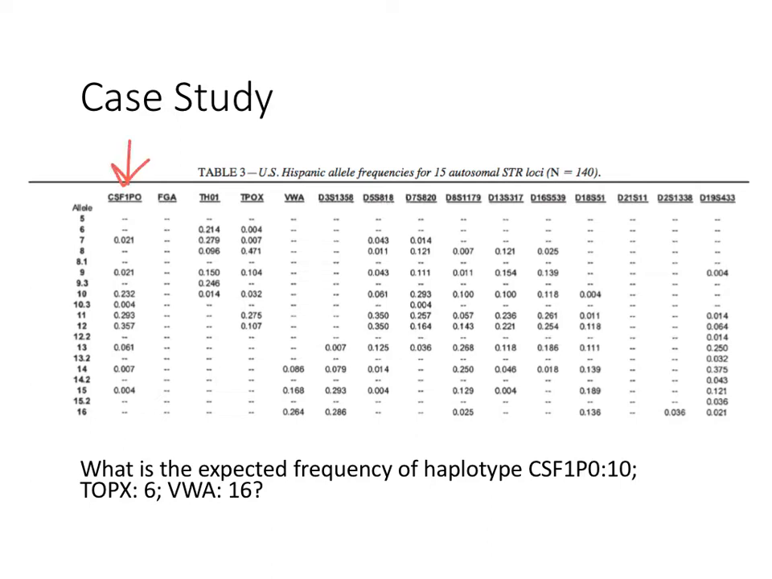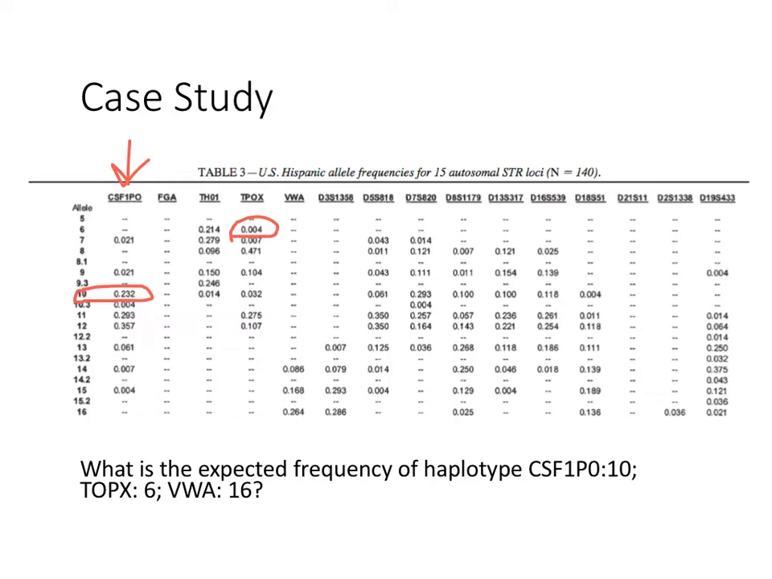0.232. CSF1PO is a region of a chromosome. Repeat number 10 has a frequency of 0.232. So about a quarter of individuals have that allele. About 0.25, about a quarter. TPOX 6: pretty rare, 0.004, about 0.4% of individuals have that allele.